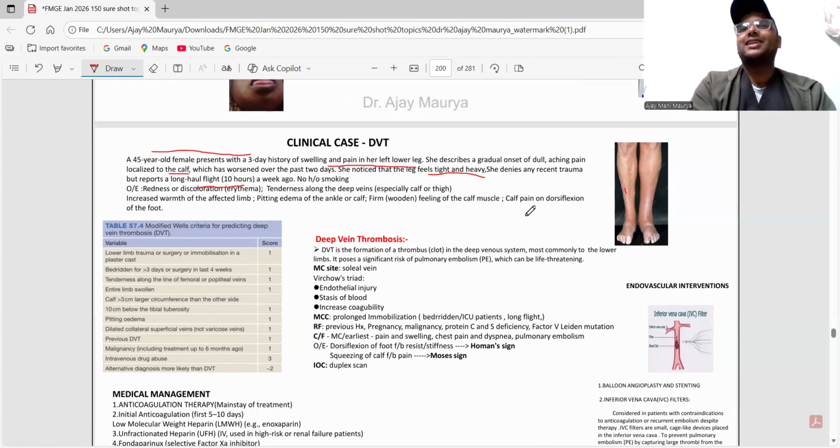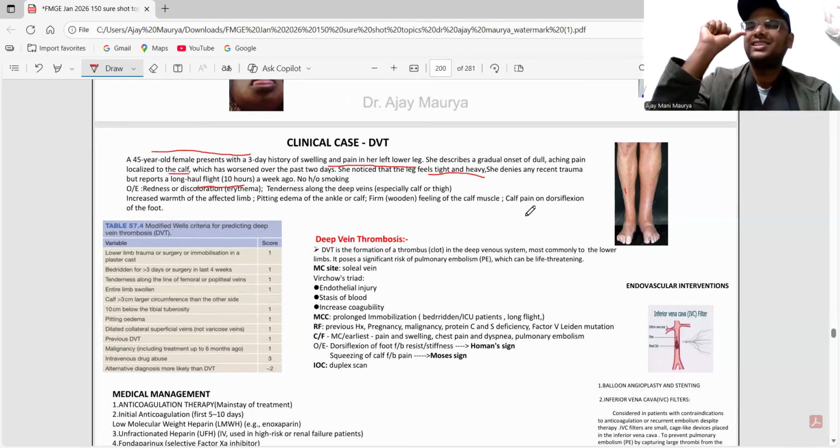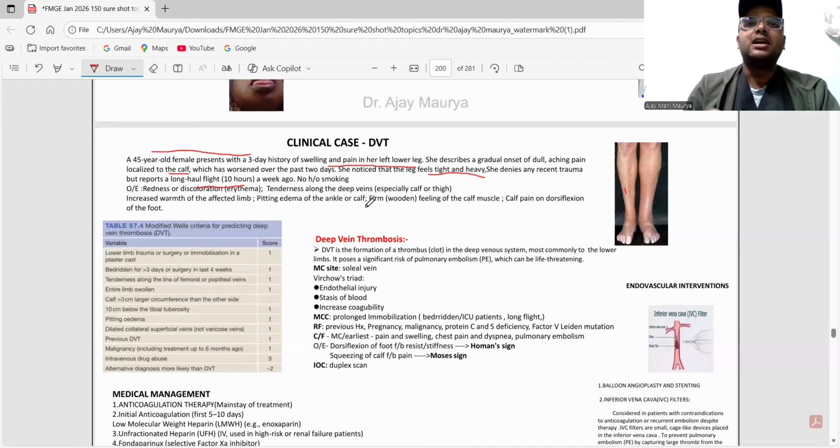This is the classical presentation of deep vein thrombosis. Please see what the question is asking, and you have to know what the risk factor is here. Risk factor is the long flight.